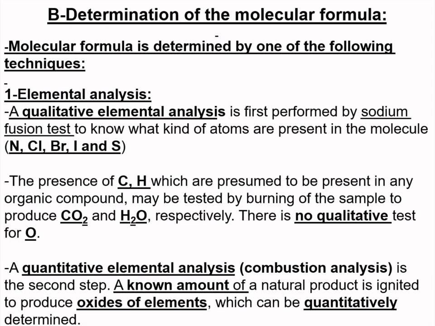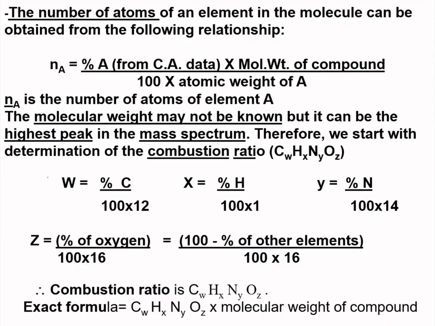In this step, we take known amount of the sample and make ignition and measure the amount of oxides formed. From the amount of oxides, you can obtain the percentage of each atom in the molecule. For example, atom A equals percentage of element A from combustion analysis data multiplied by the molecular weight of the compound and divided by 100 multiplied by atomic weight of A.